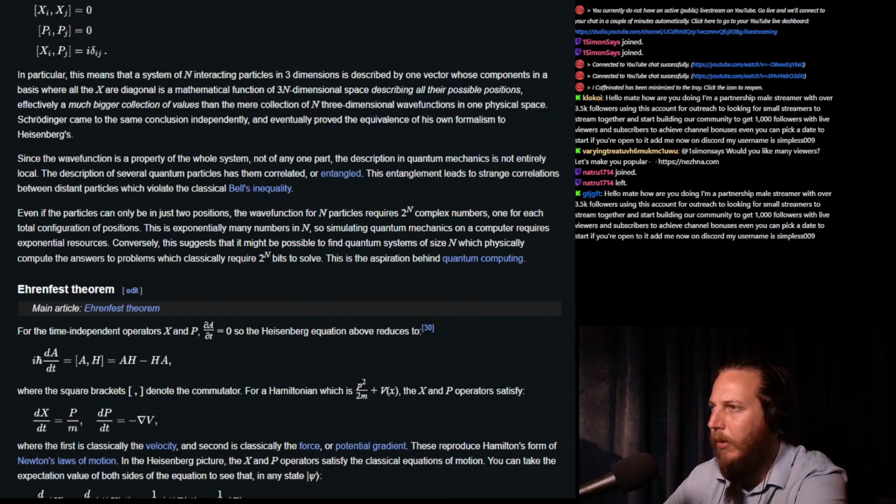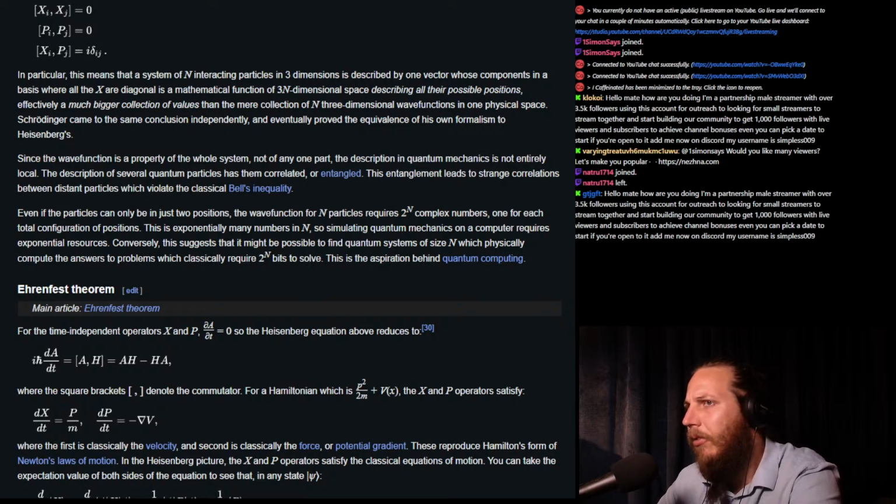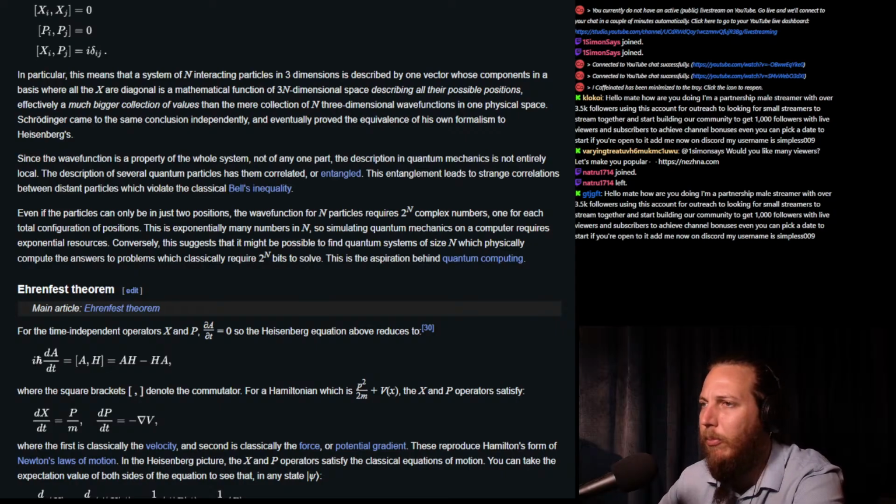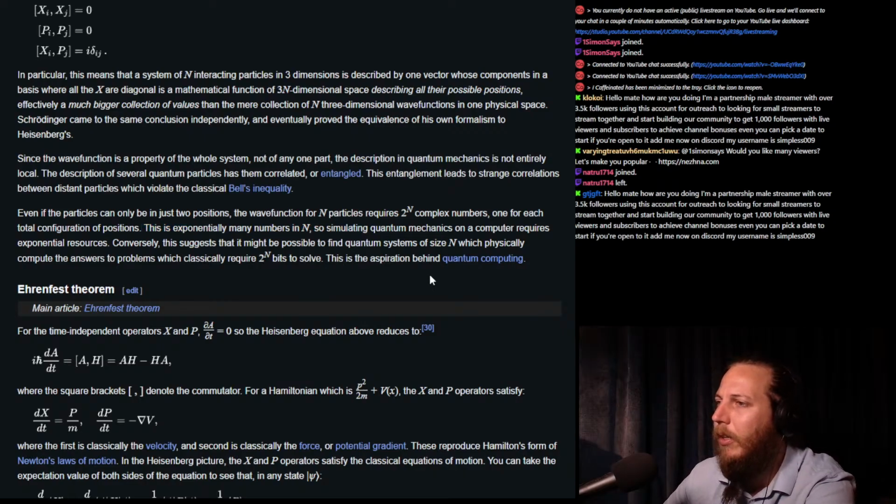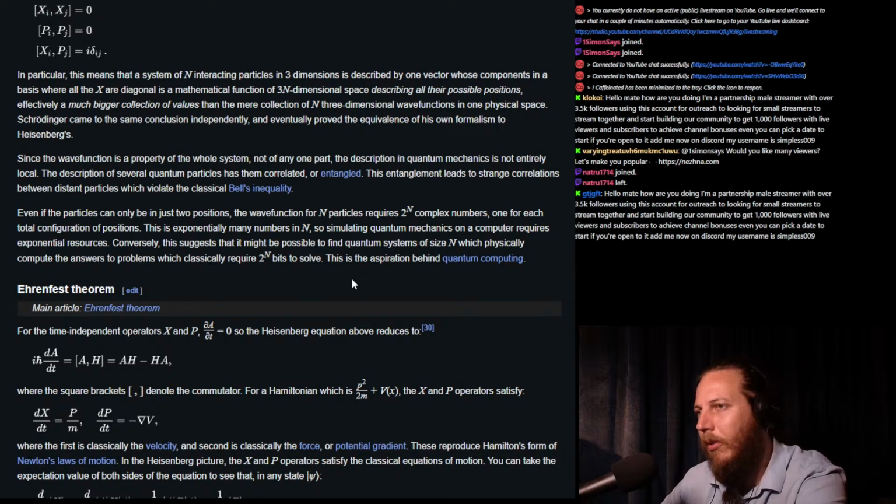The description in quantum mechanics is not entirely local. The description of several quantum particles has them correlated or entangled. This entanglement leads to strange correlations between distant particles which violate the classical Bell's inequality. Even if the particles can only be in just 2 positions, the wave function for n particles requires 2 to the power of n complex numbers. That's a lot. 1 for each total configuration of positions. This is exponentially many numbers in n, so simulating quantum mechanics on a computer requires exponential resources.